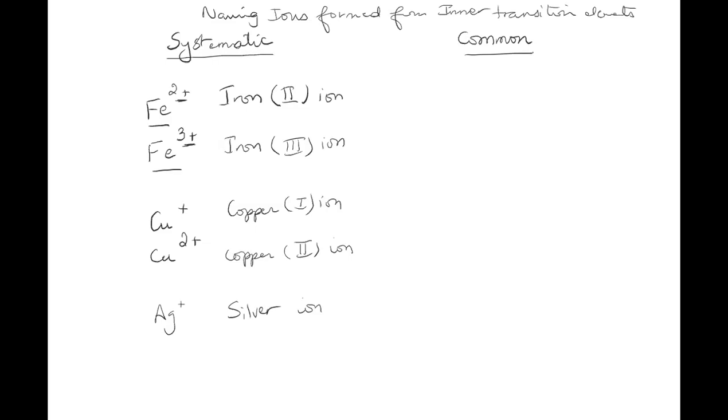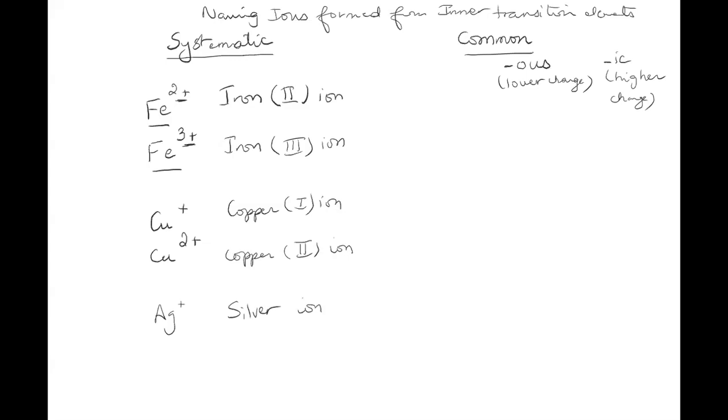Okay, so how do we name these elements according to the common name? The common name uses suffixes, like I said. The suffixes are OUS for the lower charge, whatever the lower charge is, and IC for the higher charge. So it doesn't really matter here if it's a +2 or +3. A lot of students get confused or ask this question: is the OUS for the +2? Well, not necessarily. It's for the lowest of the two charges that form.